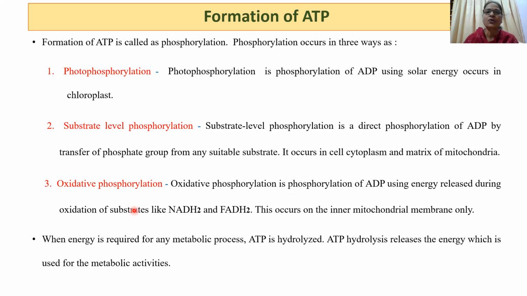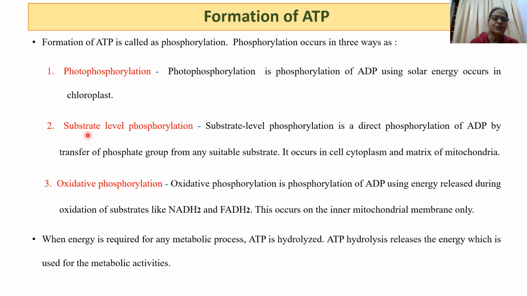This phosphorylation process occurs in three ways. Photophosphorylation, as we have seen in photosynthesis. Substrate level phosphorylation, which we'll see here in respiration. And oxidative phosphorylation, which we'll also see strictly occurs during respiration. In photophosphorylation, from ADP and inorganic phosphate, ATPs are synthesized using solar energy. We have seen in detail the types of photophosphorylation, cyclic and non-cyclic, in the last chapter. And it strictly occurs in the granum of the chloroplast.